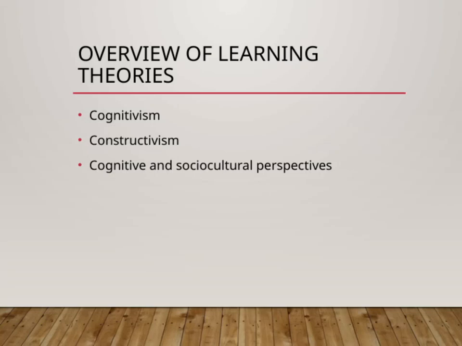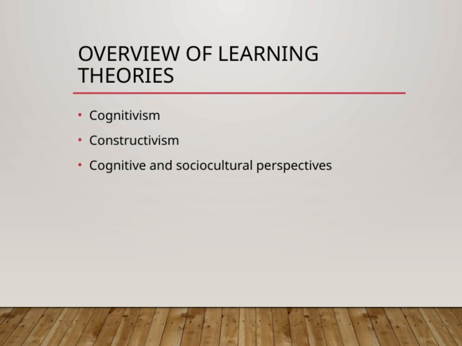Let's take a closer look at some of the key learning theories that shape how we understand learning itself. First, we have cognitivism, which emphasizes the importance of mental processes like thinking, memory, and problem-solving. It suggests that learning involves actively processing information and making sense of new knowledge by connecting it to what we already know. Next, we have constructivism, which takes this idea further by proposing that learners build their own understanding through experiences and interactions. Instead of passively absorbing information, students are seen as active participants who create meaning based on their unique perspectives.